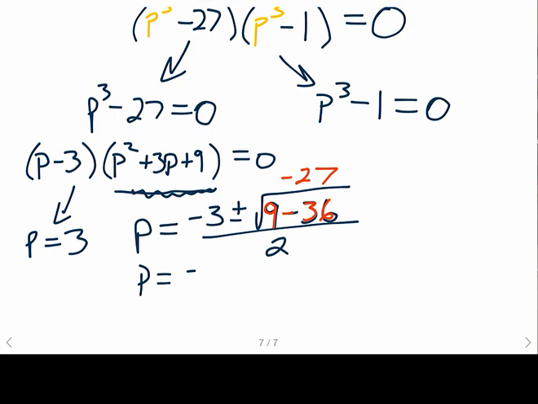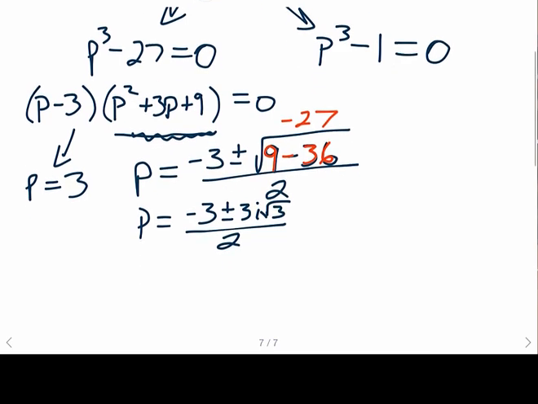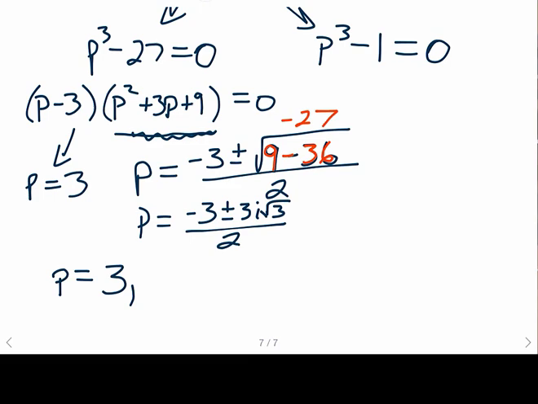Continuing on, p is equal to negative 3 plus or minus 3i times the square root of 3. That's what that discriminant is going to turn out to be, all over 2. I remember I'm supposed to write down complex solutions in a plus bi form. So I'm going to have p is equal to 3, comma, negative 3 halves plus or minus 3 square root of 3 over 2 times i. That's a plus bi form.